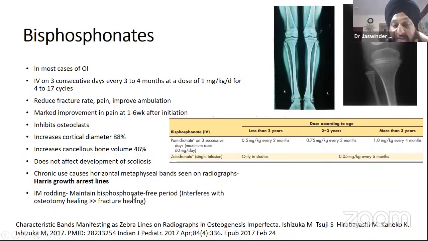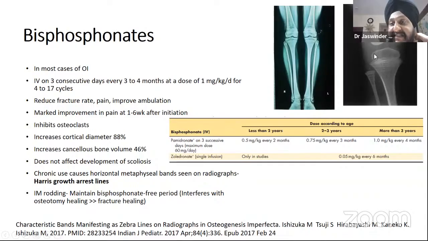And finally, as per the literature, whenever we admit a child, we give him a shot of pamidronate for 3 days, as already discussed. They help in the fracture healing process also.